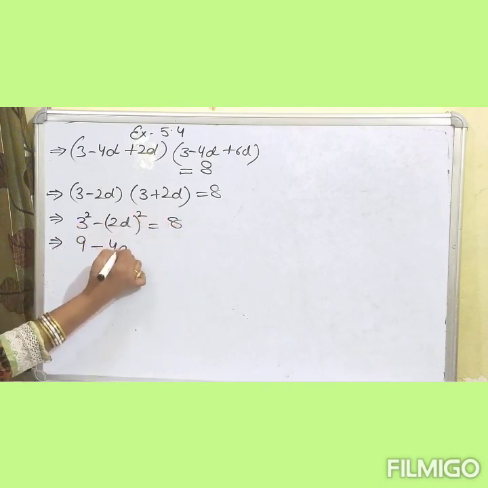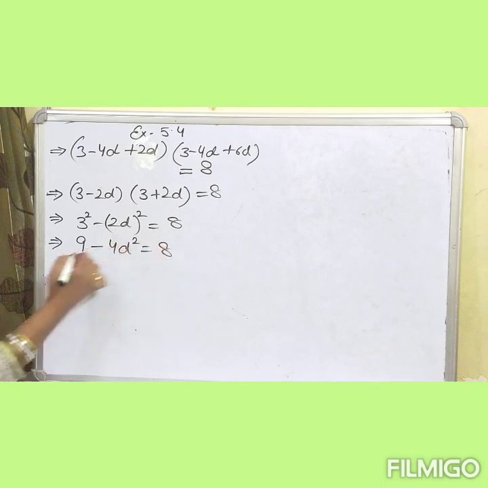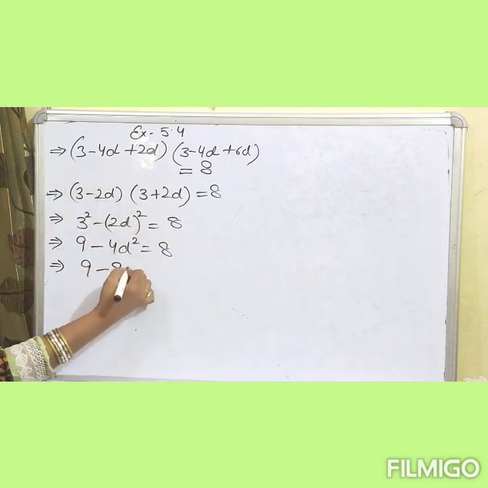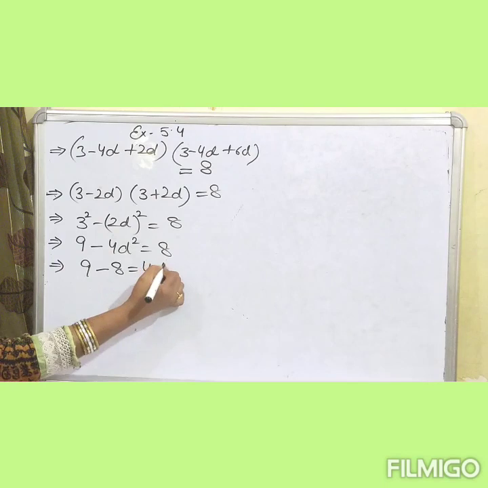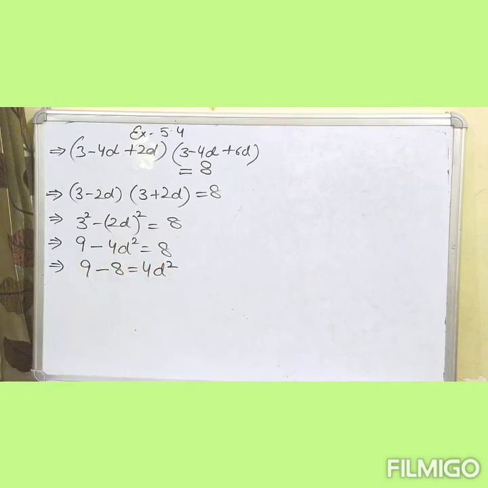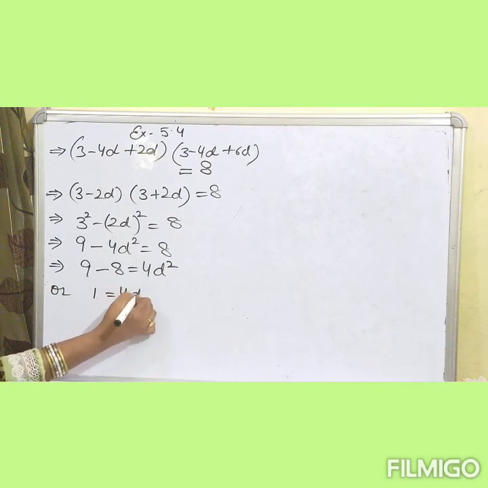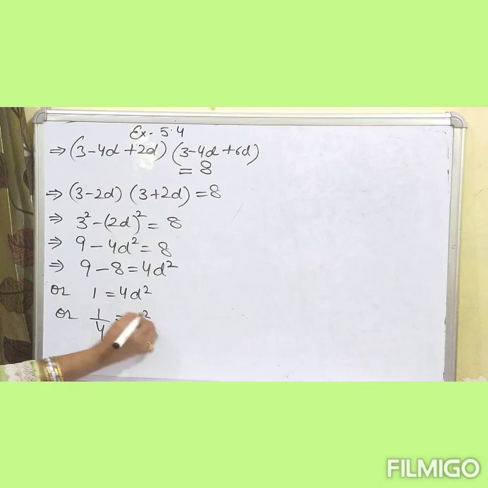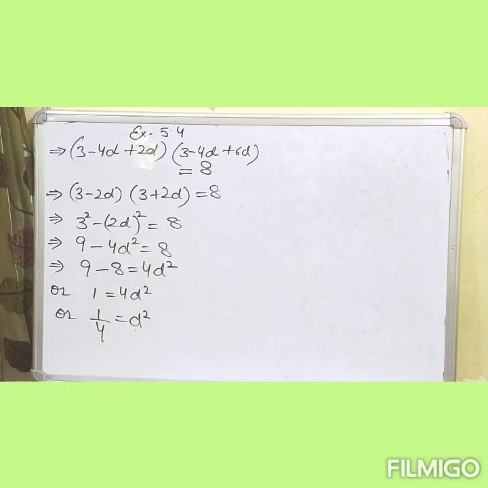So it will be 9 minus 4D square equals 8. Taking the 4D square to that side and 8 to this side, it will be 9 minus 8 equals 4D square, or we can write it as 1 equals 4D square, or 1 upon 4 equals D square. And if I want to remove this D square, what happens then?